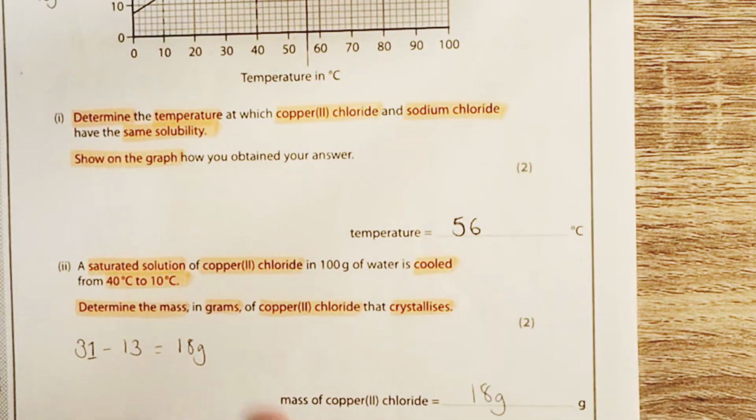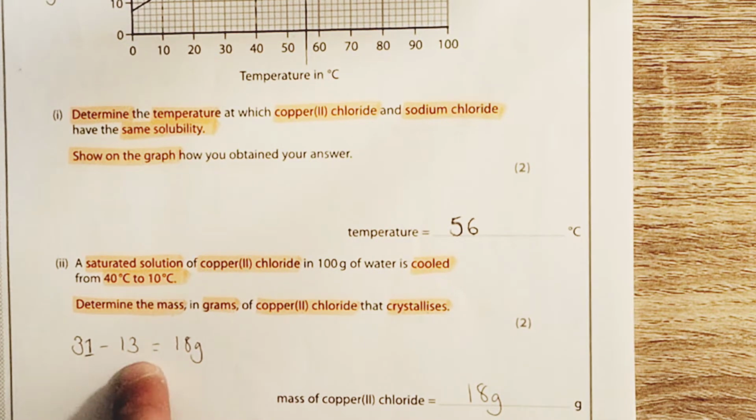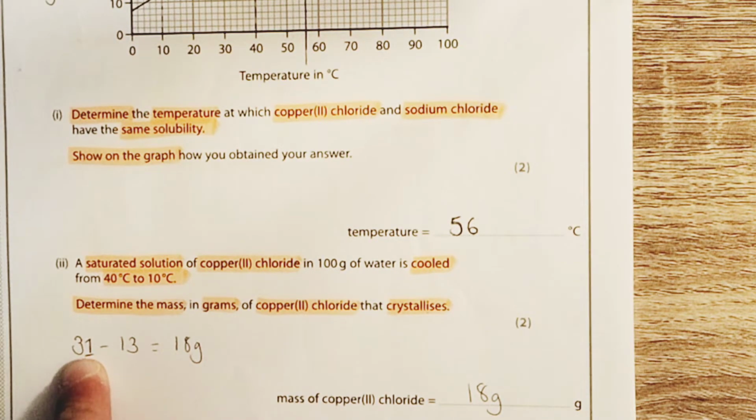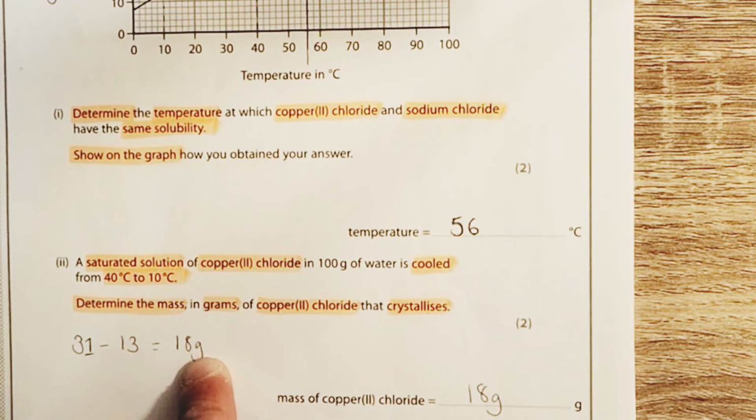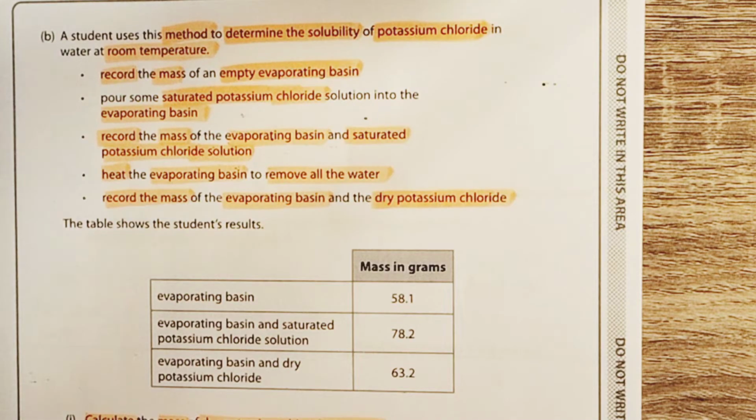So therefore, if you drop the temperature from 40 to 10, the difference in those two numbers, 18 grams of solid should crystallize out as the solubility of the solution drops as the temperature drops. So it's the higher temperature's amount minus the lower temperature's amount of solid dissolved that tells us how much of that solid should crystallize out. Up next, we have a bit of an experimental question.